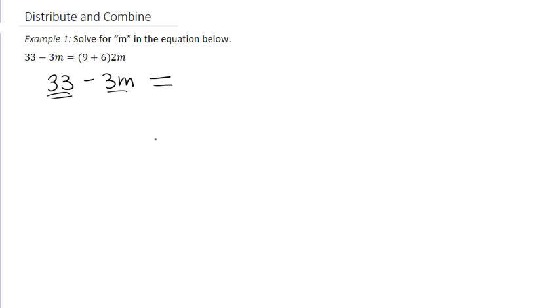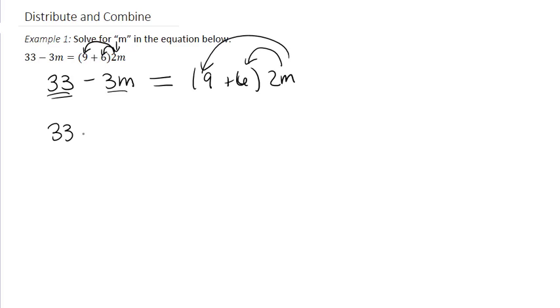So what we need to do is distribute this outside term, the 2m, and we're going to do that by multiplying by the 6 and multiplying it by the 9. So let's go ahead and rewrite it first, and then we'll multiply. So let's go ahead and now multiply it by those two terms. So now we have 33 minus 3m, still on the left-hand side.